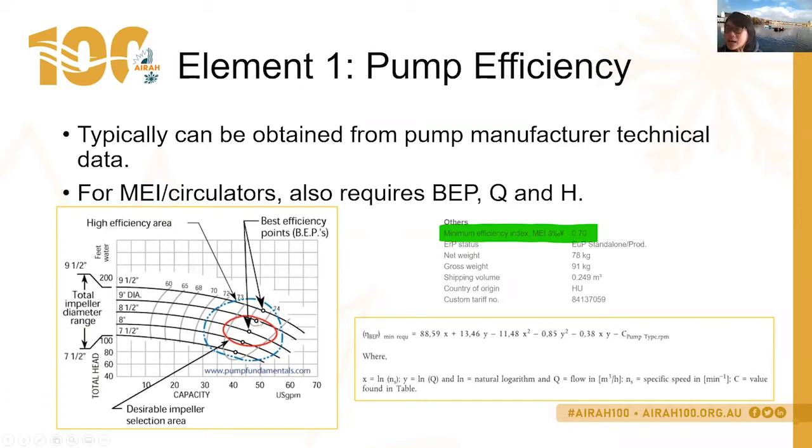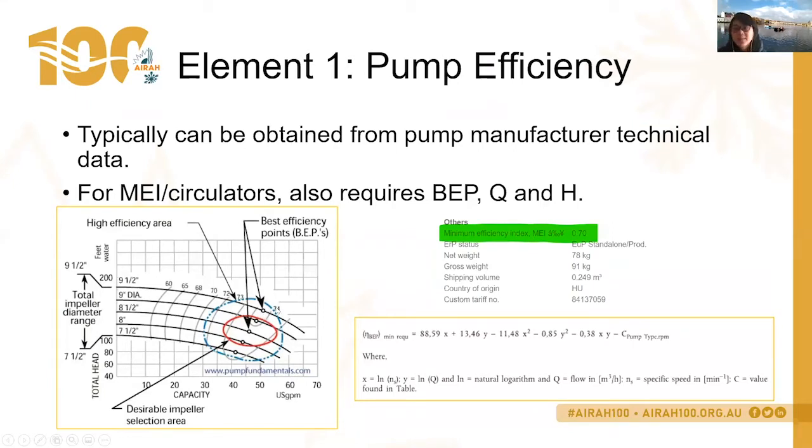Again, as I said, this is generally information available from your pump manufacturer. What I've shown on the bottom left corner of the slide is just to show you on the pump curve where the BEP generally is. You can see here that you want to be selecting the points where it's about 74% efficiency.